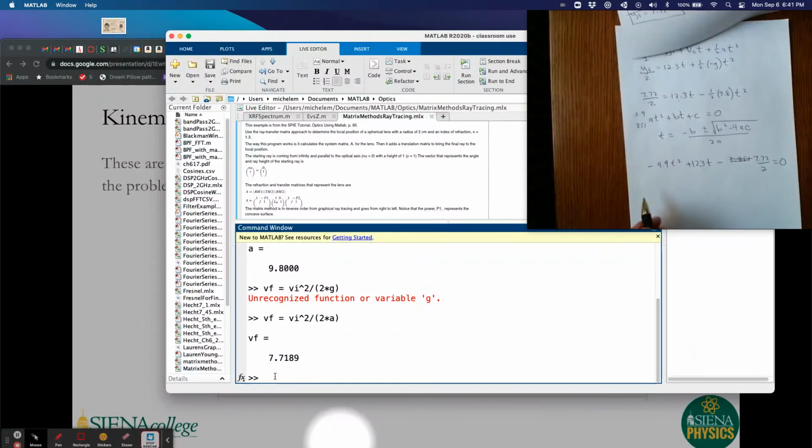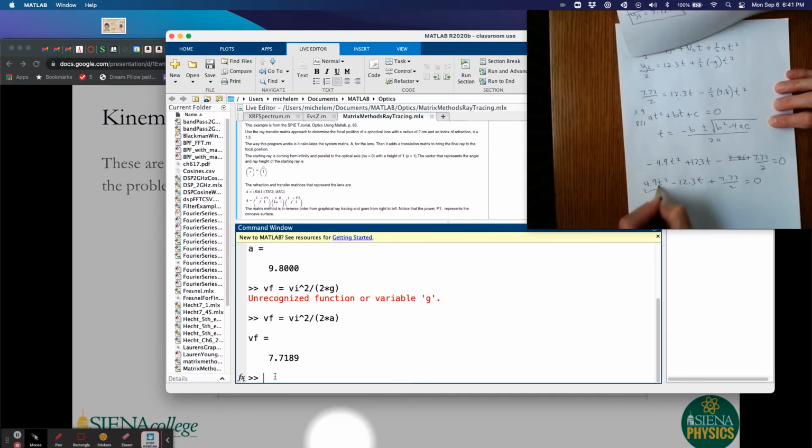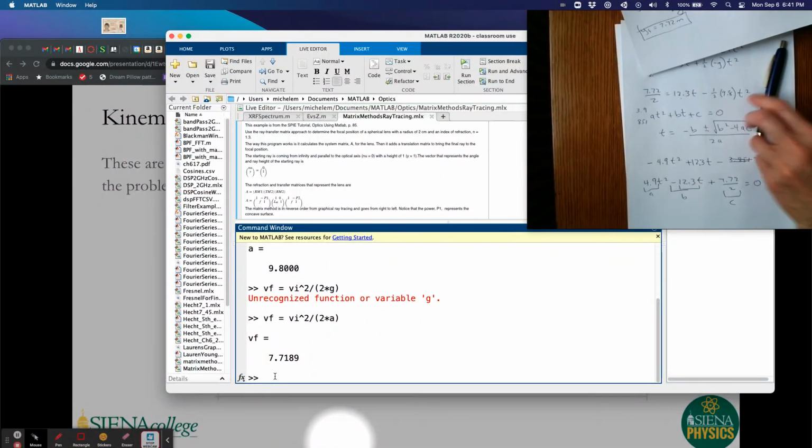So the next thing I'm going to do, just to simplify it, is multiply through by a negative. So I'm going to have 4.9 t squared minus 12.3 t plus 7.72 over 2 is equal to 0. So this is going to be my A, the whole thing is going to be my B, and this is going to be my C. And so I'm going to use MATLAB to figure it out.